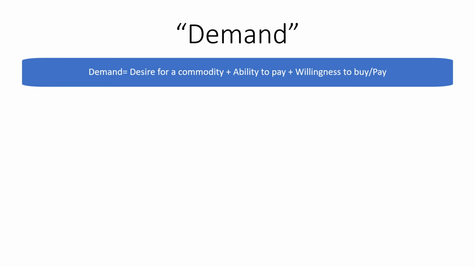What is this, ma'am? You're saying desire, ability, willingness. What is this? I shall give you an example. Let us assume that there is a beggar whose desire is to eat good food, but he doesn't have any money in his pocket. But he is willing to buy good food. He has that desire, and he is willing, but he does not have money.